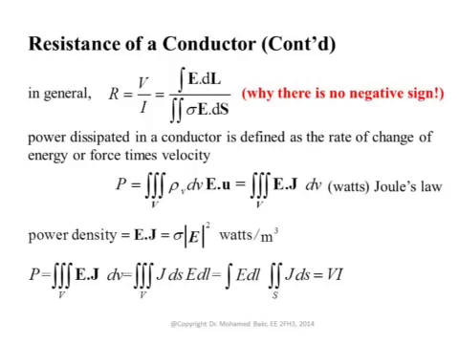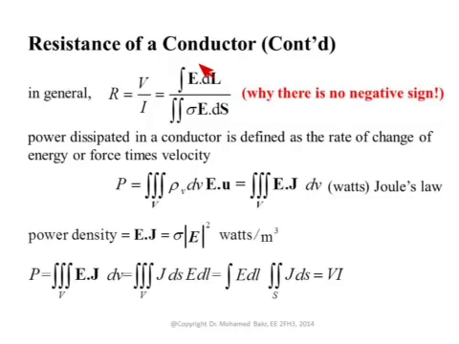Okay, so we agreed that in any material, electric field will create conduction current density. And this conduction current density, when it flows through a certain surface, it creates a current. So when you divide the voltage between the two conductors over the current between the two conductors, you get the resistance. Why did I not include a negative sign here?